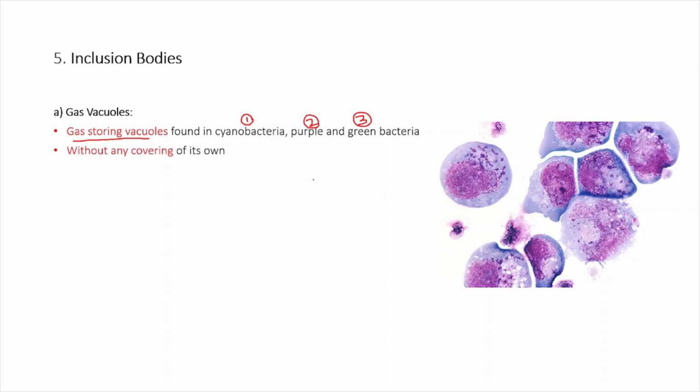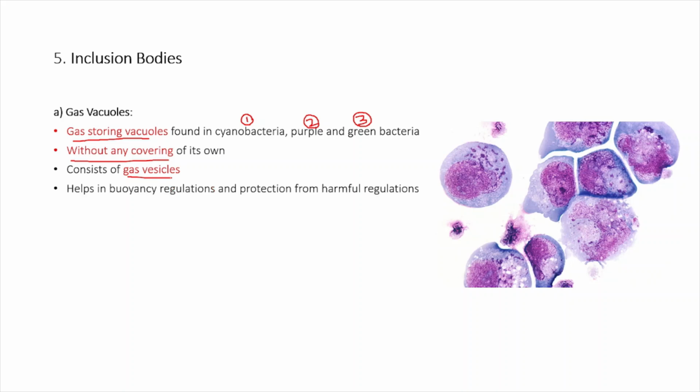Gas vacuoles do not have any covering of their own, but they are composed of gas vesicles, and these vesicles can have their own covering. What does that mean? Suppose on the right hand side, these are the small gas vesicles. This is one gas vesicle, this is another gas vesicle. As you can see, these gas vesicles have a covering of their own.